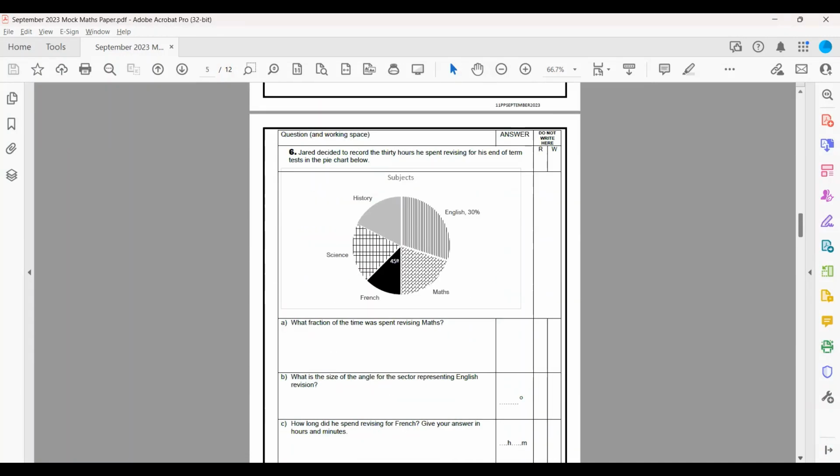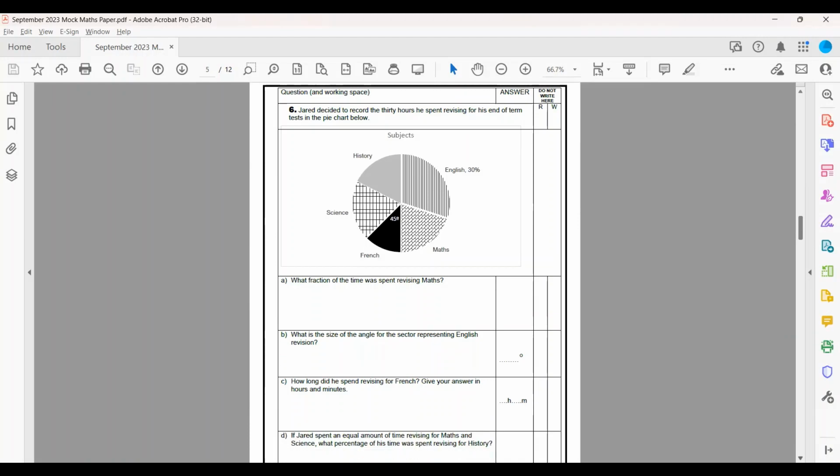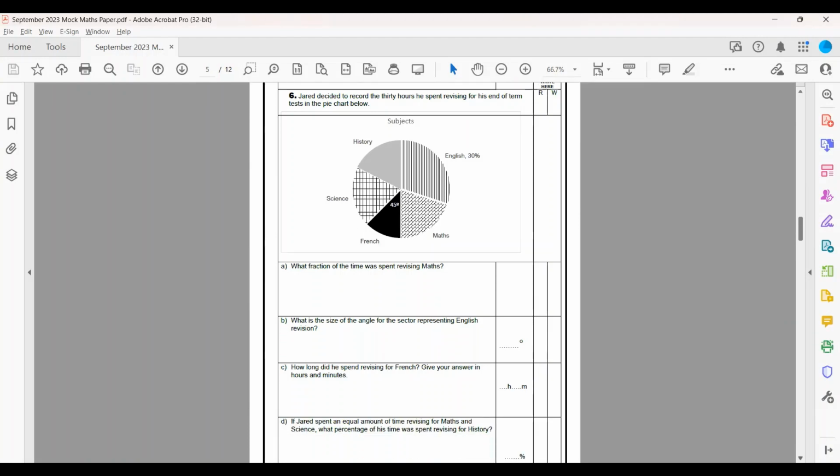Okay, coming down and looking at question 6. So question 6, we have a pie chart. And Jared decided to record the 30 hours he spent revising for his end of term tests in the chart below. So this is a key piece of information at the top here, in that he spent 30 hours.